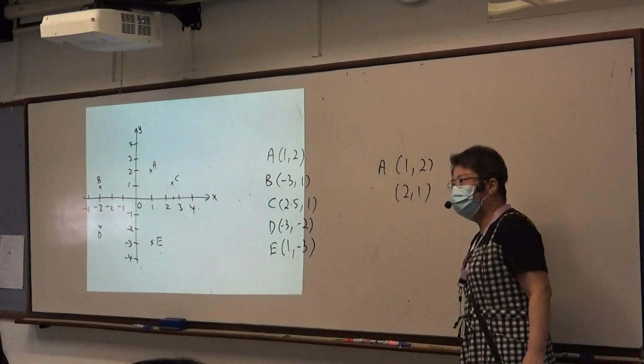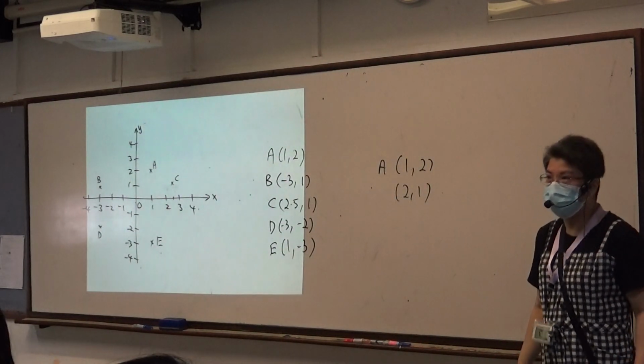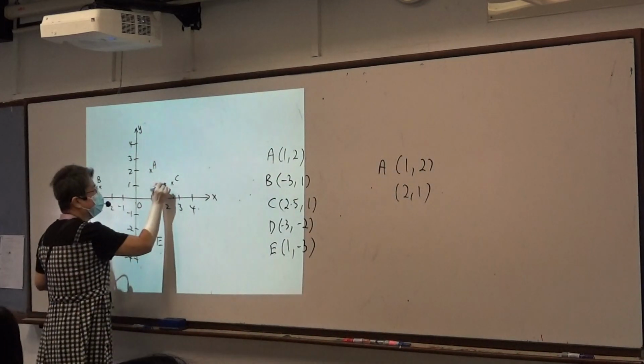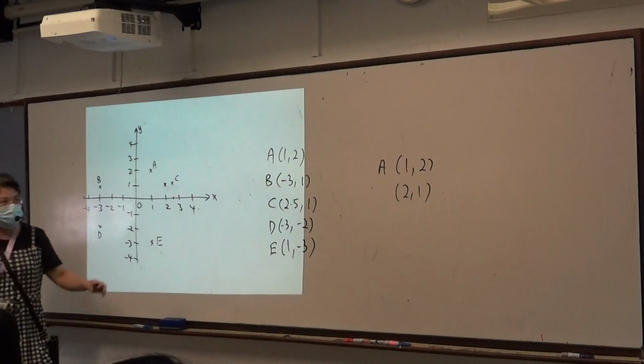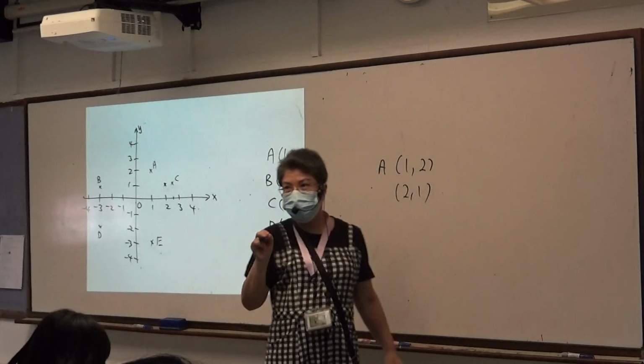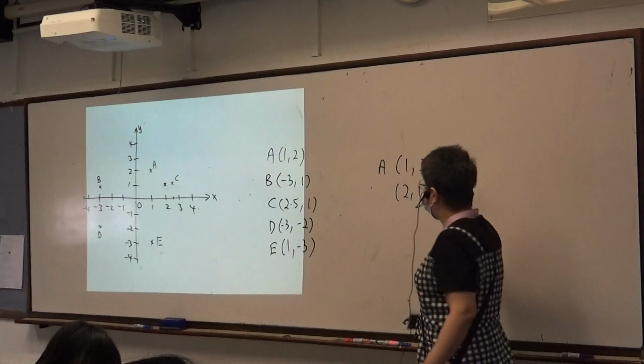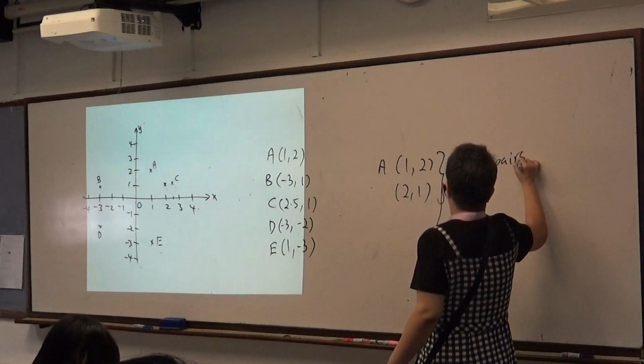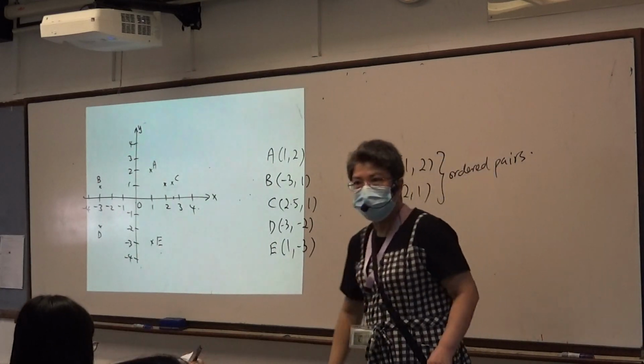Will 2, 1 and 1, 2 represent the same point? No. Okay, what is 2, 1? 2, 1 is actually here. Can you see it? Okay, so what does it mean? The ordering is important. That's why coordinates are also called what? Ordered pairs. That means the order is important.